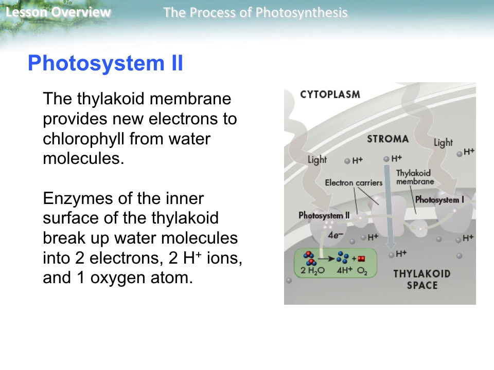The thylakoid membrane provides new electrons to chlorophyll from water molecules. What do we call the breaking apart of water molecules? Enzymes on the inner surface of the thylakoid break up water molecules into 2 electrons, 2 hydrogen ions, and 1 oxygen atom. But as you see here, we're breaking 2 water molecules, okay, which is going to give 4 hydrogens and 2 oxygens. And remember, oxygen can't just be by itself. It always has to be paired, so it always has to be O2 whenever it's occurring in nature.